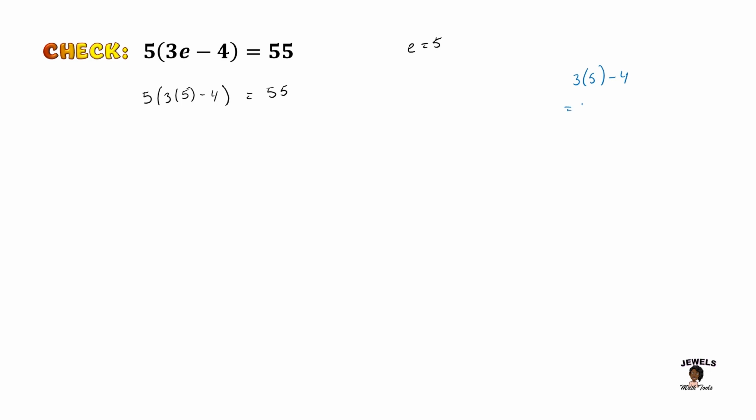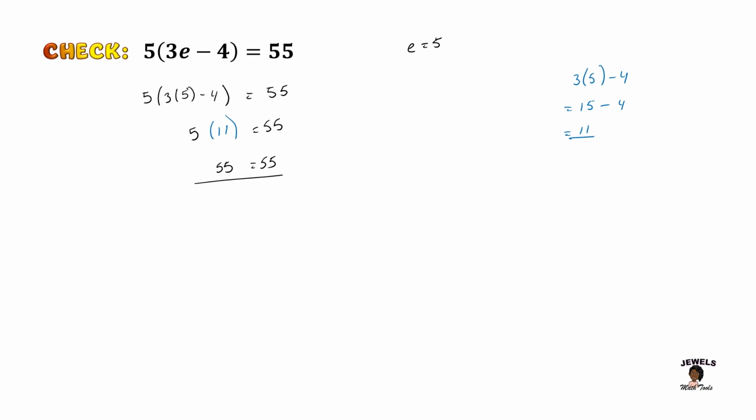So 3 times 5 will equal 15. And 15 minus 4 is equal to 11. So now we're going to substitute that 11 back into our equation where our parentheses was. And remember that this was equal to 55. So now we're going to simplify the left hand side, and 5 times 11 is equal to 55, and 55 is equal to 55.